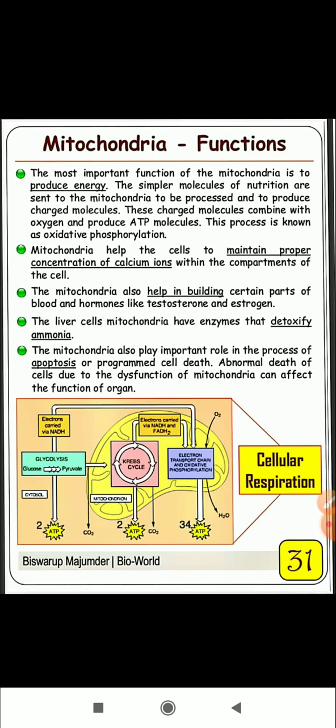Now comes to the functions. The most important function of mitochondria is to produce energy. It helps the cell to maintain the proper concentration of calcium ions, and it also helps in building certain parts of the blood, and in producing hormones like testosterone and estrogen. The mitochondria also plays a role in apoptosis, that is programmed cell death.